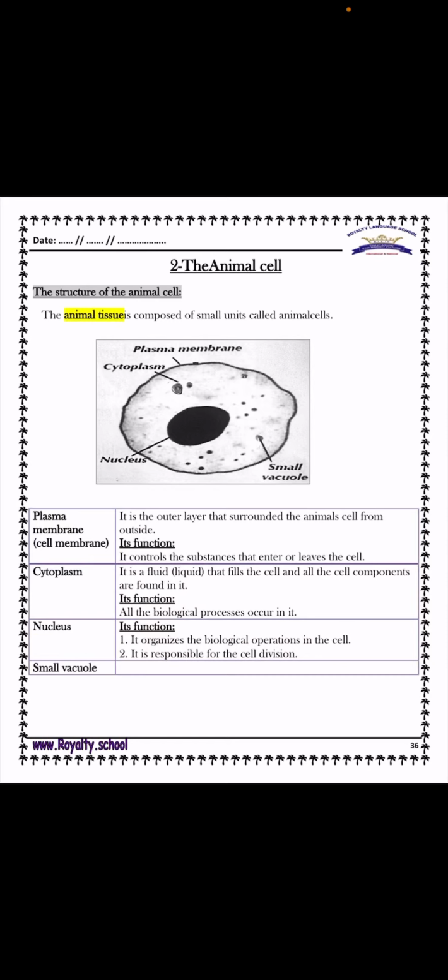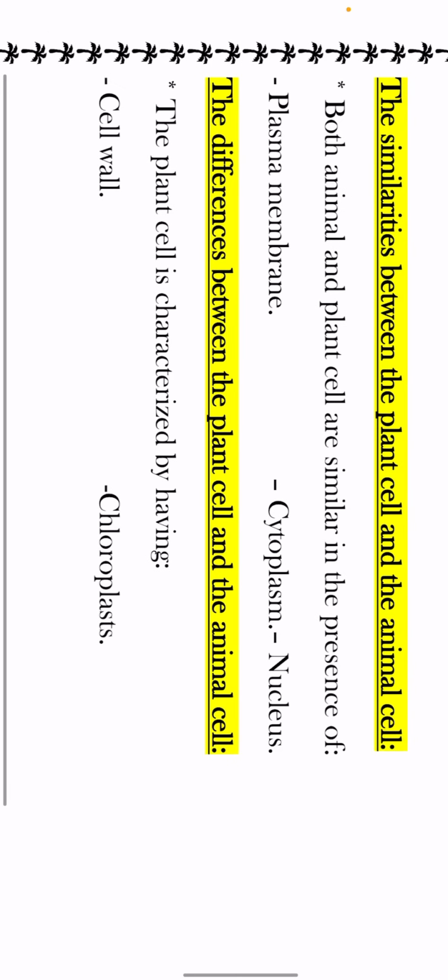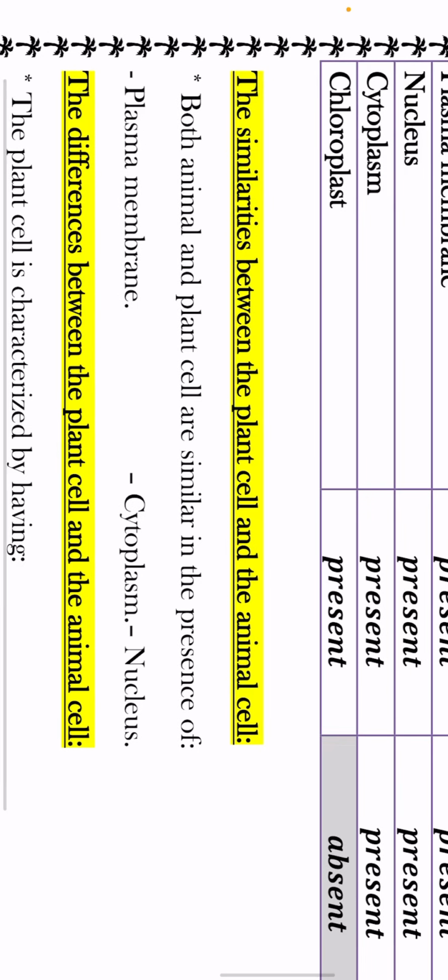And small vacuoles. So the difference between the plant cell and the animal cell is that the plant cell has a cell wall and chloroplast, but the animal cell doesn't have a cell wall, so it doesn't have a definite shape, and doesn't have chloroplast because it doesn't carry out the photosynthesis process. The similarities between the plant cell and the animal cell: both have plasma membrane, cytoplasm, and nucleus. The difference is cell wall and chloroplast. Okay?